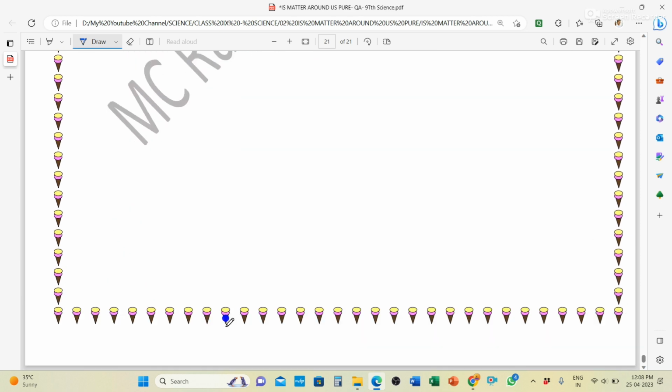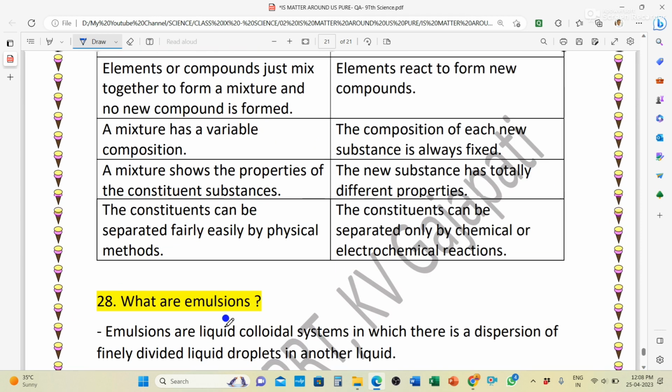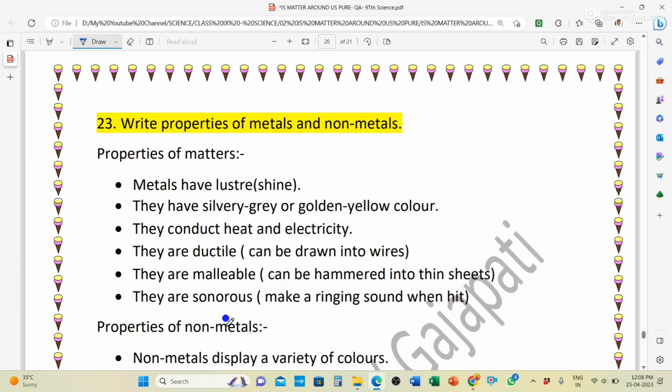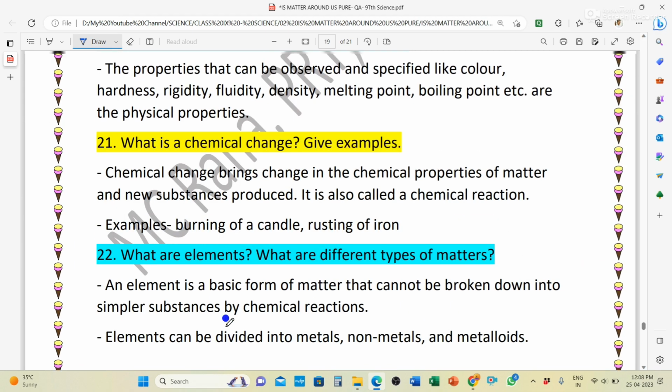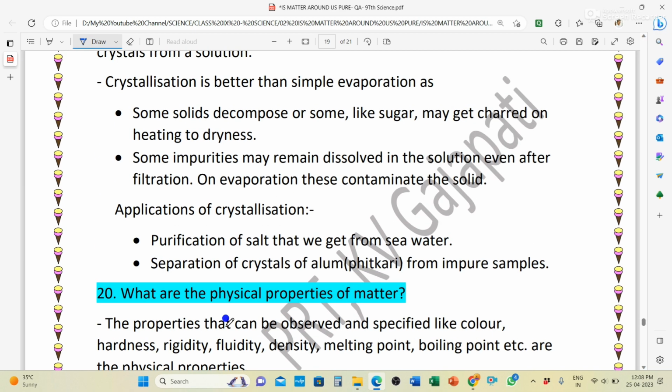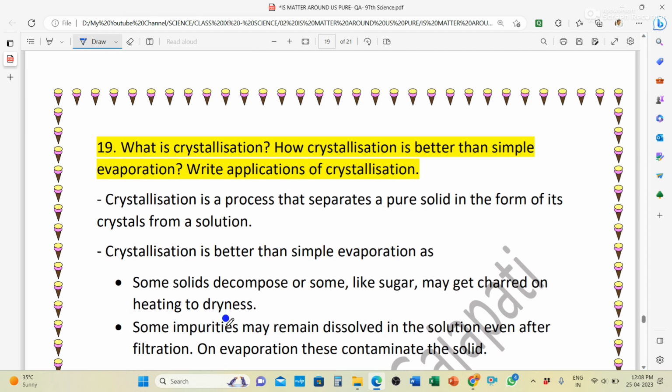Okay, so I hope you have better understood the chapter. If you have not watched the PPT video summary of the lesson, then you can go to the description. You can find the link to watch the video. And here we have discussed three types of question answers. First, in-text question answers, then exercise question answers, and then self-created question answers.